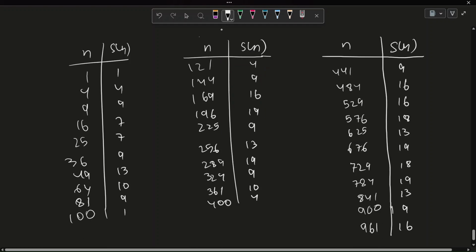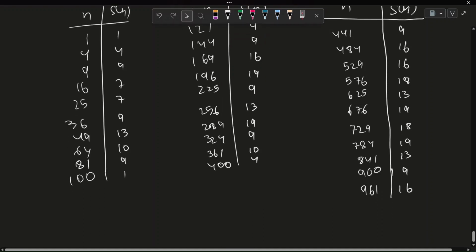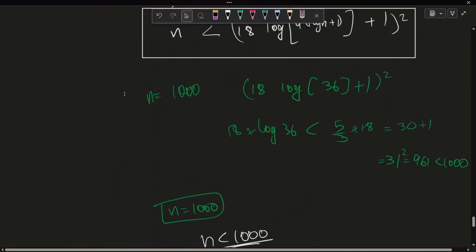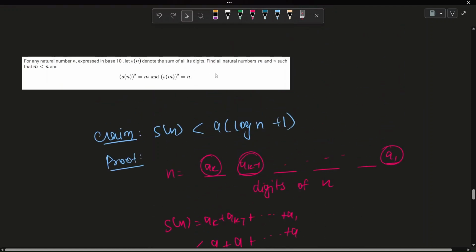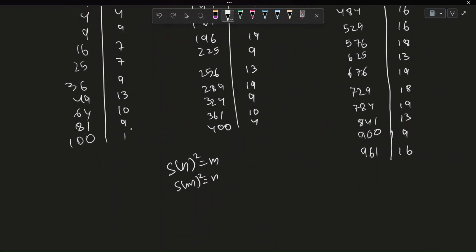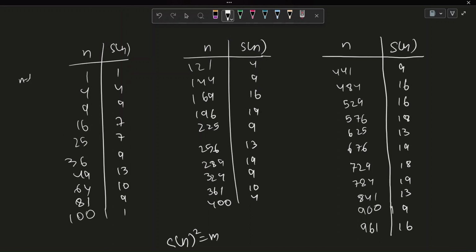So we look at this table and try to figure out s of n the whole square equal to m and s of m the whole square equal to n. So let's look at s of n whole square for all of these terms. If n equal to 1, s of n whole square is equal to 1, and see, the problem condition has given that m is less than n. So if n equal to 1, then s of n is equal to 1. So s of n square is equal to 1 square equal to 1, which implies that m is equal to 1, which is not possible.